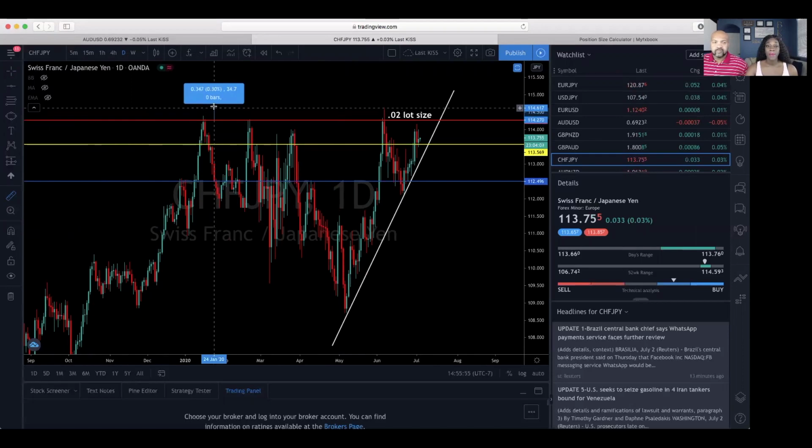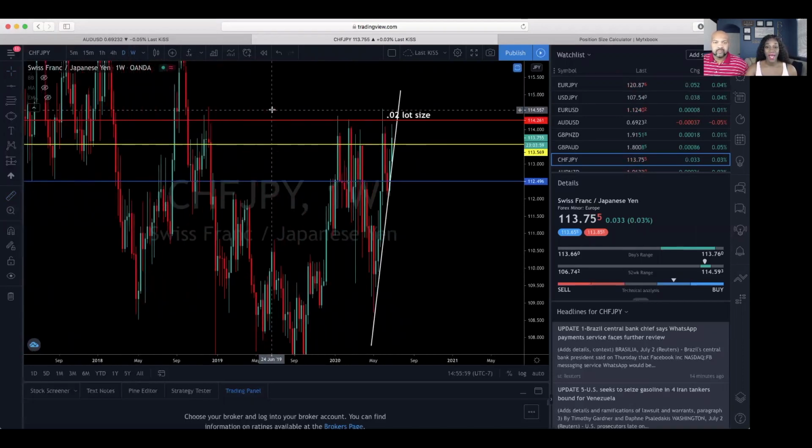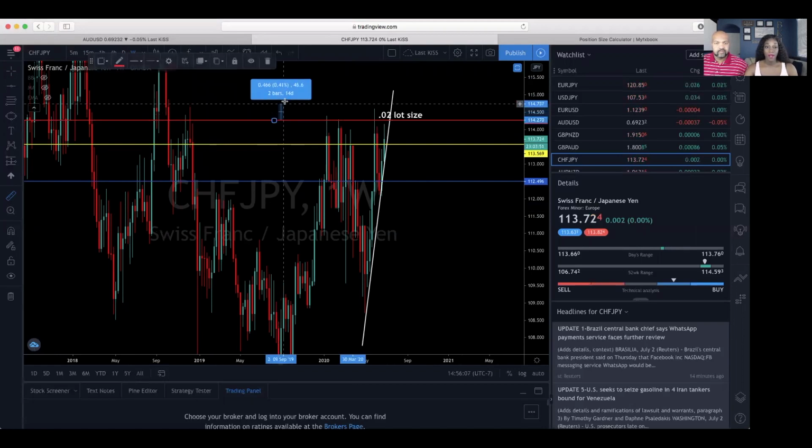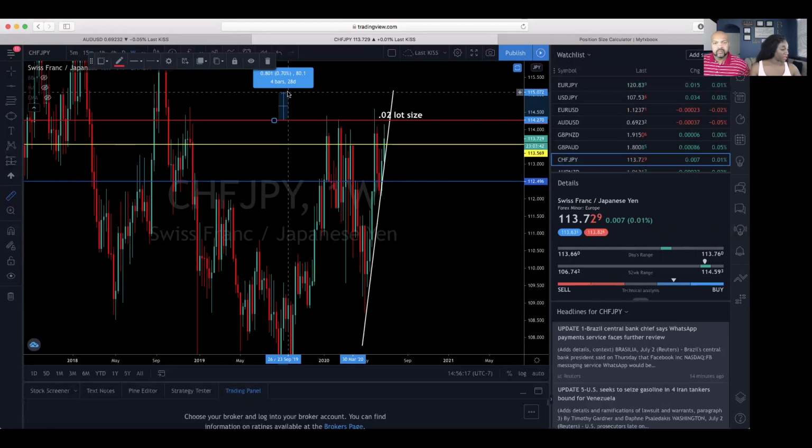So let's say I can even go to the weekly since I'm on the daily, and I can just look at where I would want to place my stop. If I'm looking at these structure levels here, I am going to measure from here. I usually like to do about a 150 pip stop on a swing trade. But with this, I think I'd be good at like 80 pips, okay?